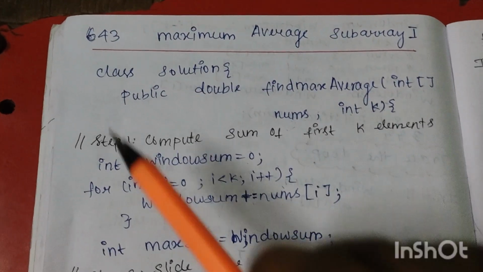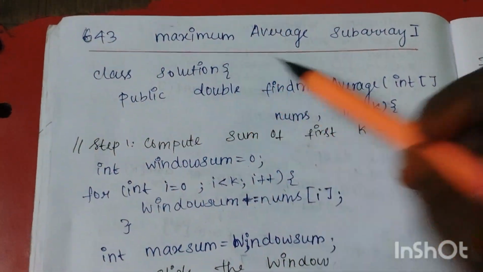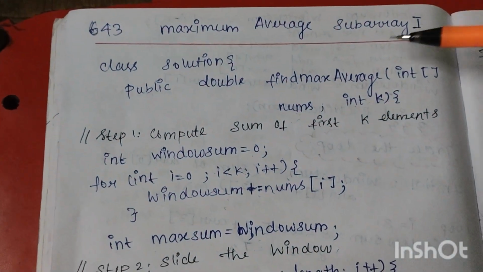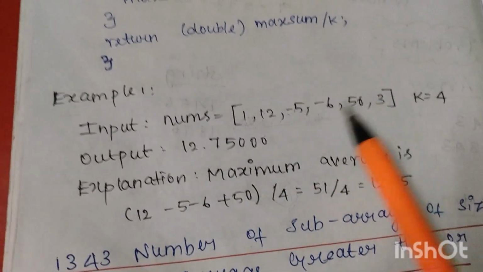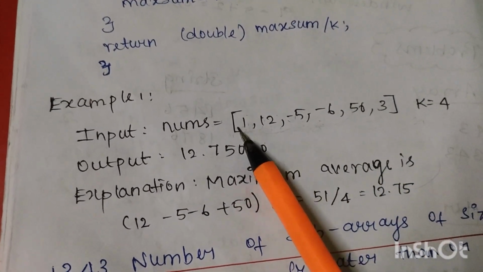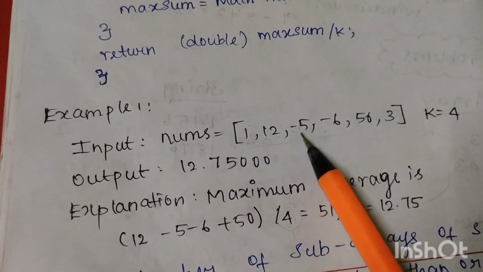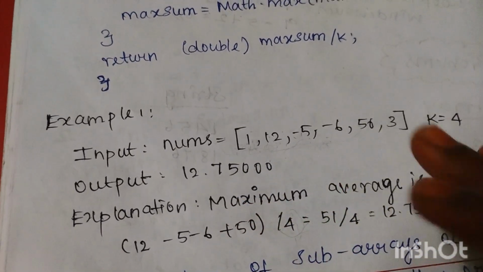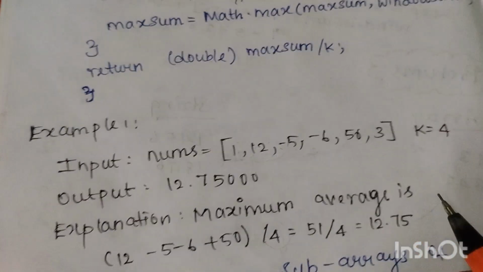So today's topic is the 643rd LeetCode problem, Maximum Average Subarray. So what is a subarray? If we have an array like this, 1 is a subarray, 1, 12 is a subarray, 1, 12, minus 5 is a subarray. So an array within the array is called a subarray.